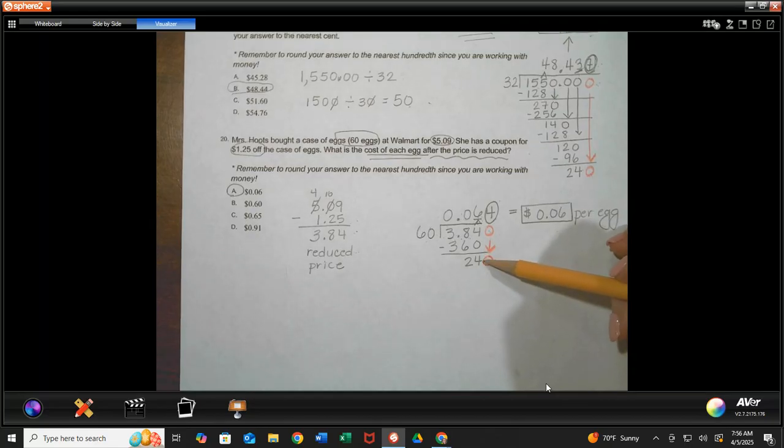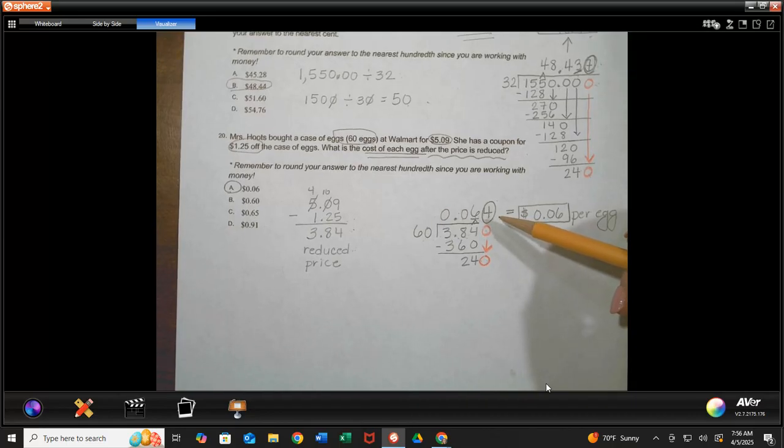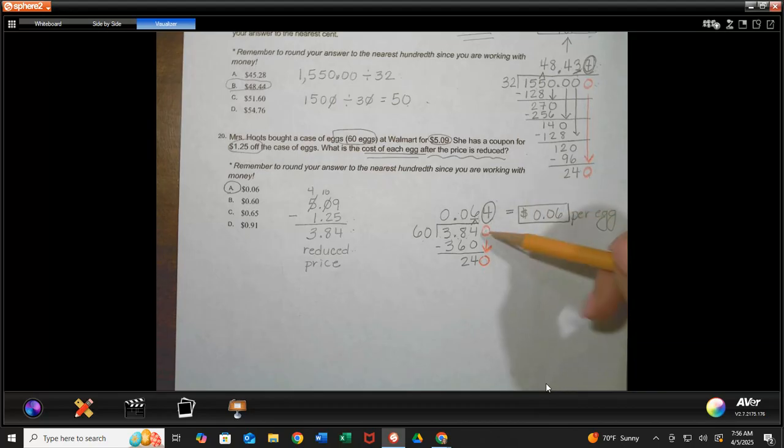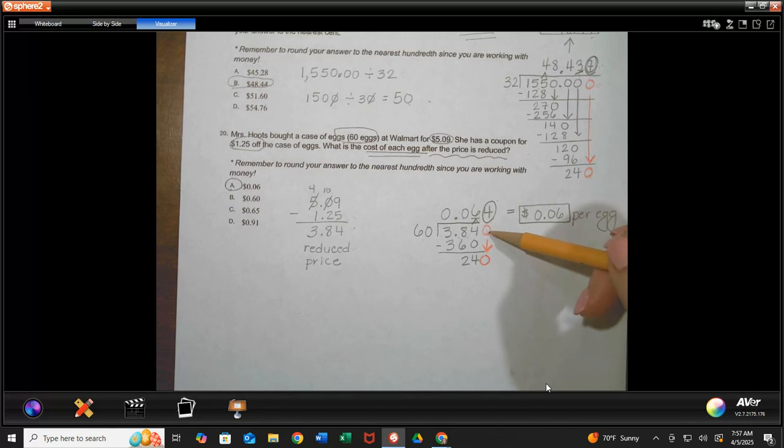Again, you cannot have a decimal answer with a remainder. When we divide by decimals in any capacity, we have to keep going until we can round our answer to the nearest hundredth or whatever the directions tell us to round to. So I can annex a 0. It's still going to be $3.84. 84 hundredths and 840 thousandths are equivalent. So in red, I'm showing you I can annex that 0 to use it. I don't change the value of the dividend.